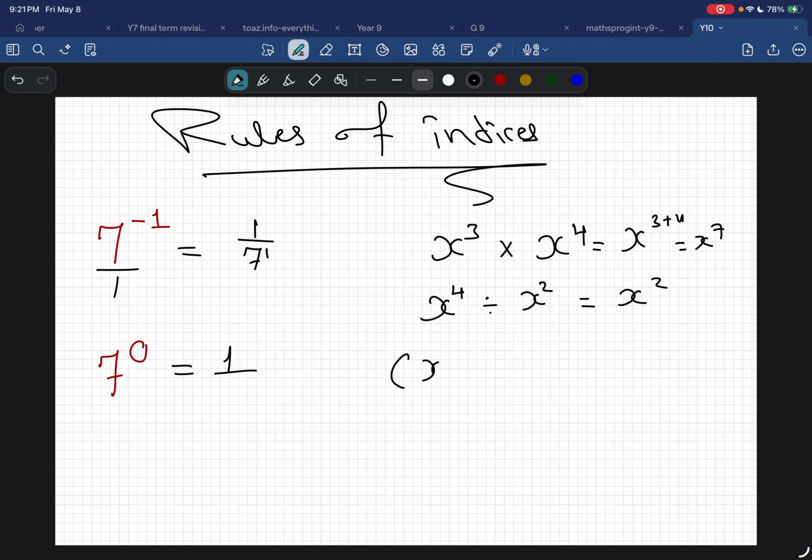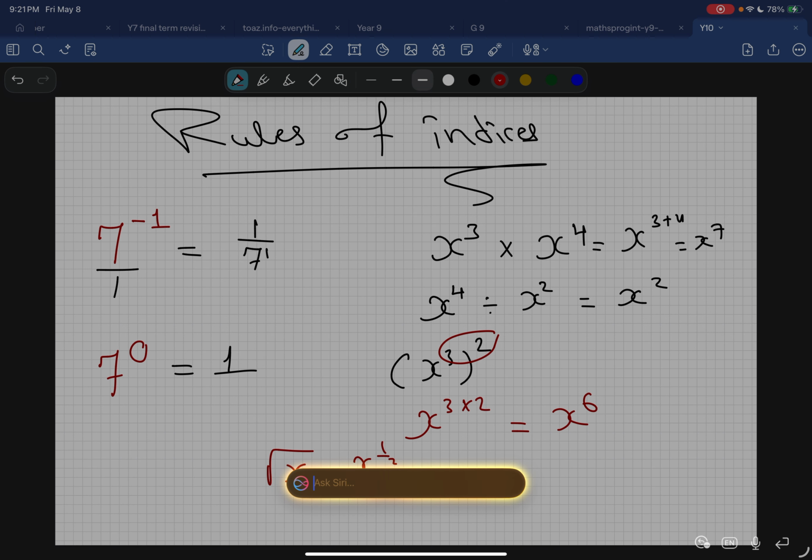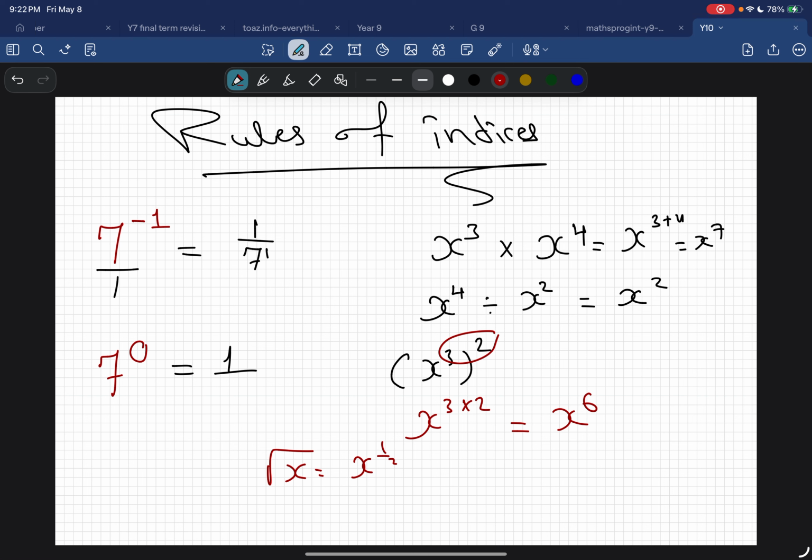And when we have x to the power of 3 powered by another power, here we're going to multiply the powers. So x to the power of 3 times 2 is x to the power of 6. And the square root of x is the same as x to the power of half. You should know that by now. And you should know that the top and the bottom: the top is power and the bottom is root.